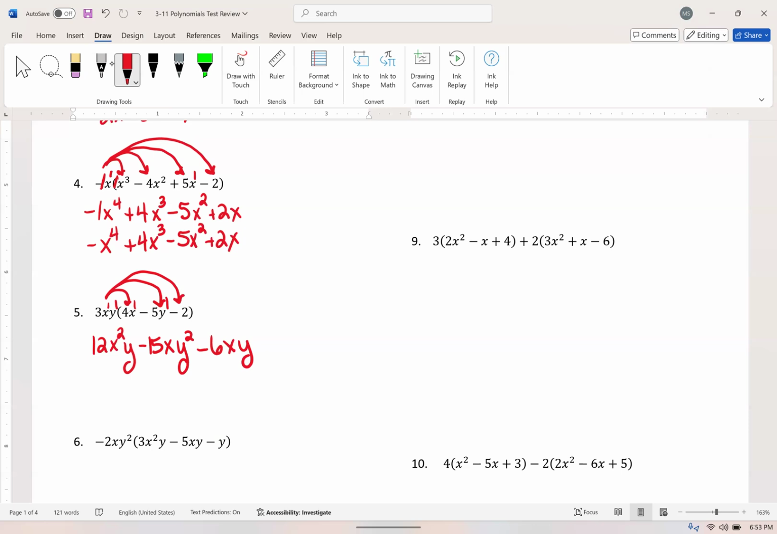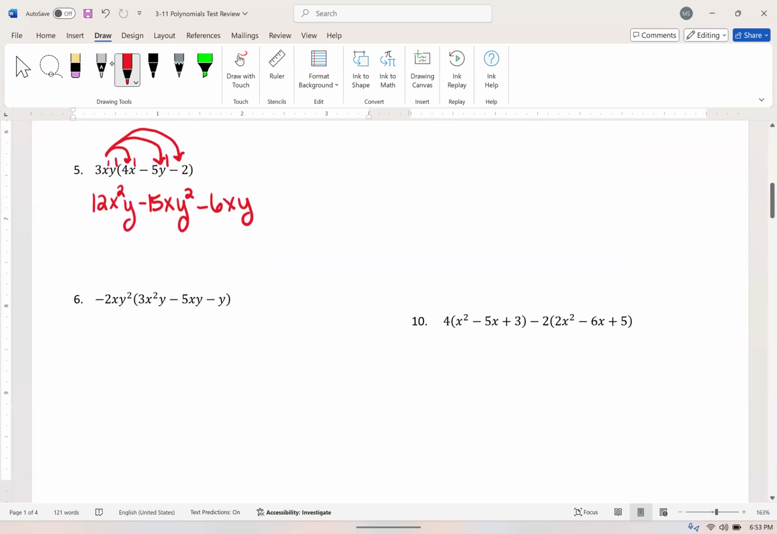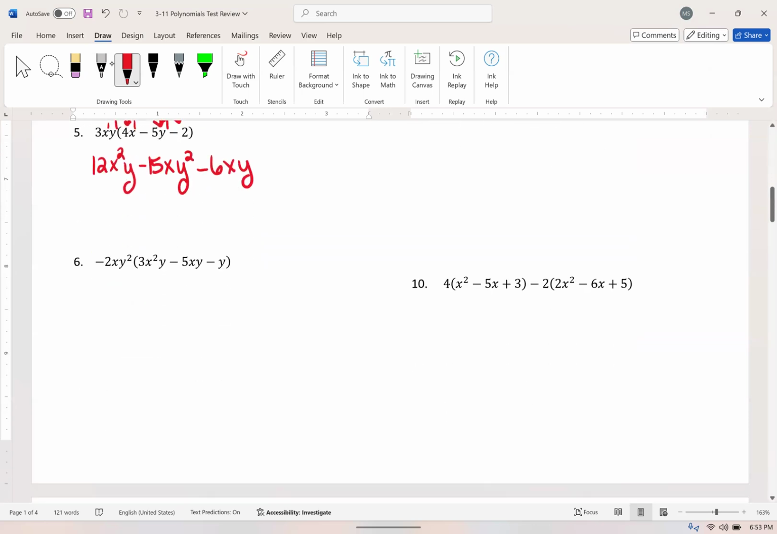All right, let's take a look at now number 6. We're going to distribute again. They're getting a little bit more complicated each time here when we do this. So negative 2 times 3 is negative 6. X to the first times x to the second, that's x to the third. Y to the second times y is y to the third. Okay, now we're going to do negative 2 times negative 5, which is a positive 10. X to the first times x to the first is x to the second.